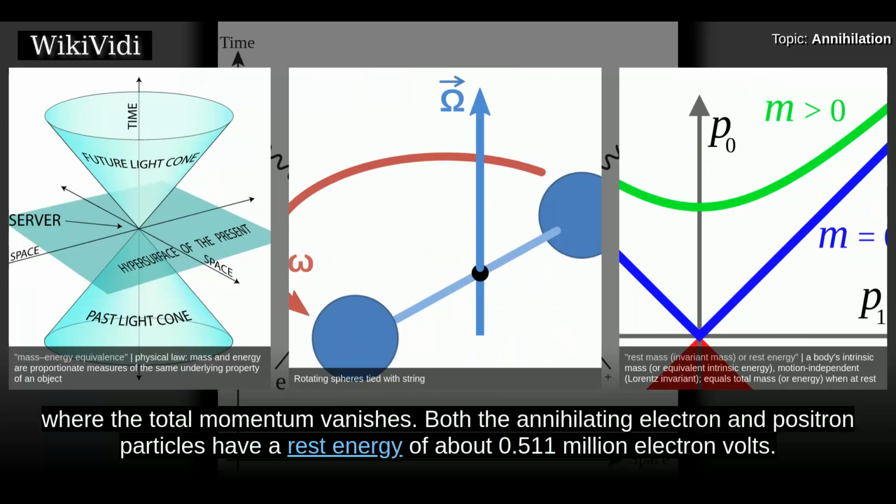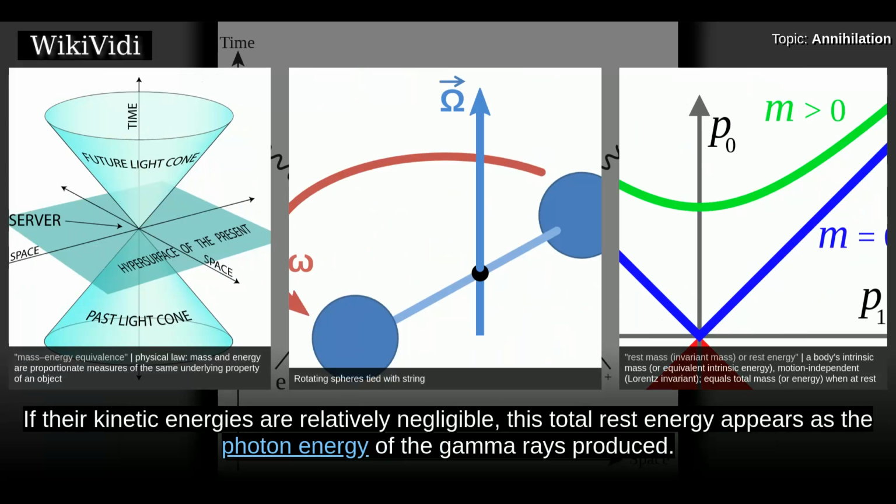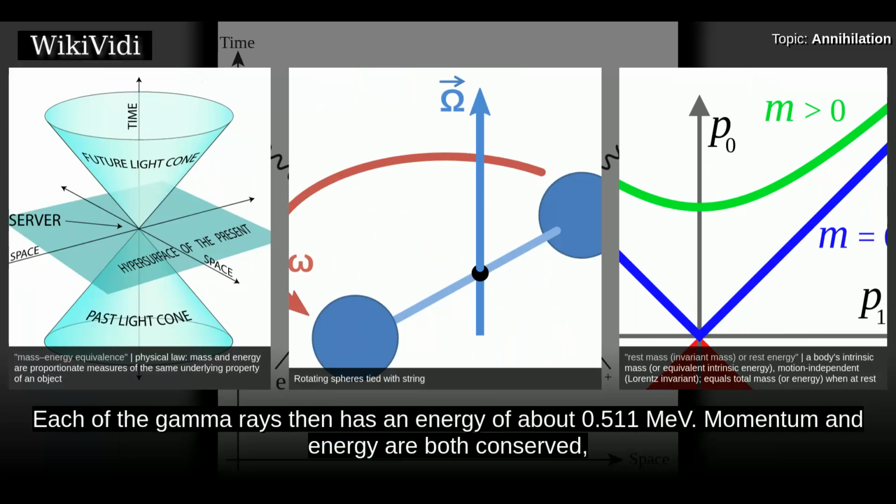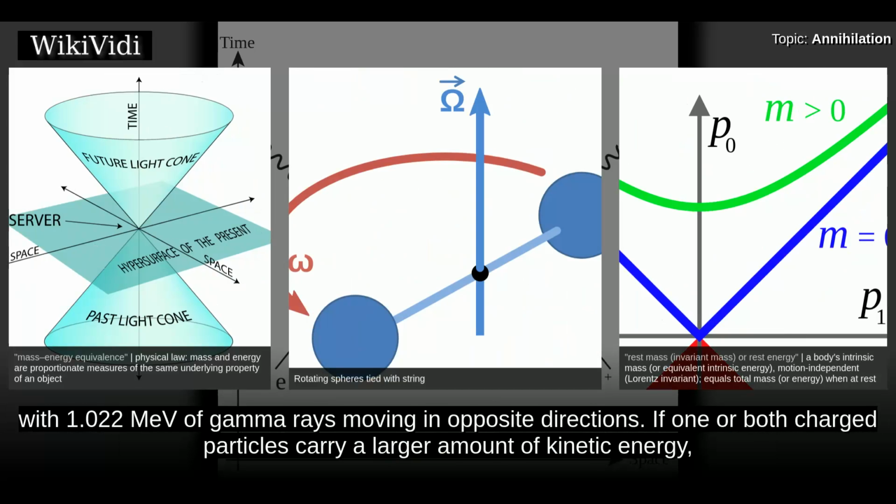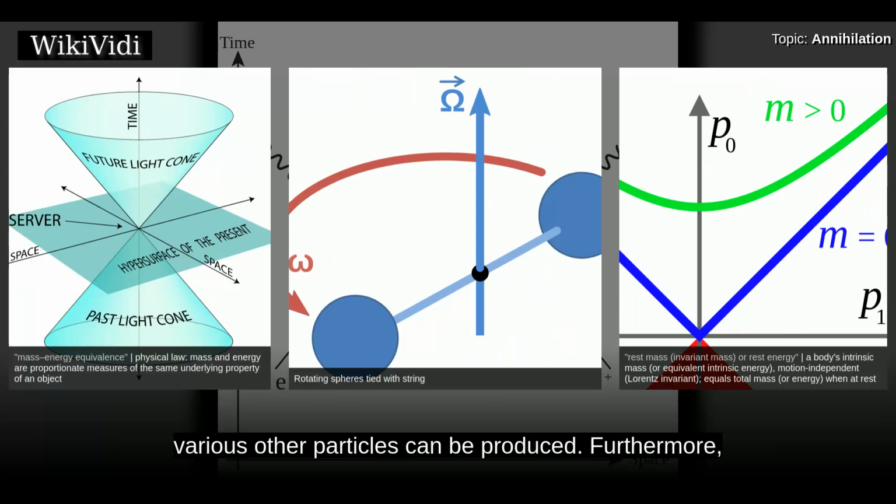Both the annihilating electron and positron particles have a rest energy of about 0.511 mega-electron volts. If their kinetic energies are relatively negligible, this total rest energy appears as the photon energy of the gamma rays produced. Each of the gamma rays then has an energy of about 0.511 mega-electron volts. Momentum and energy are both conserved, with 1.022 mega-electron volts of gamma rays moving in opposite directions. If one or both charged particles carry a larger amount of kinetic energy, various other particles can be produced.